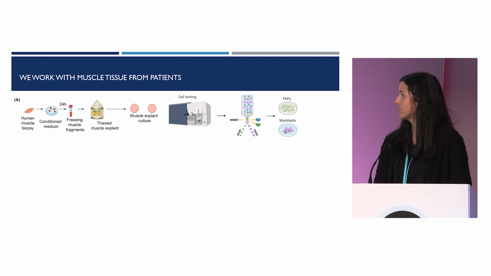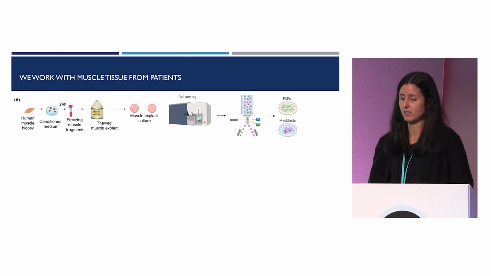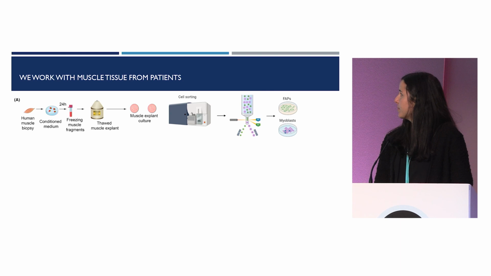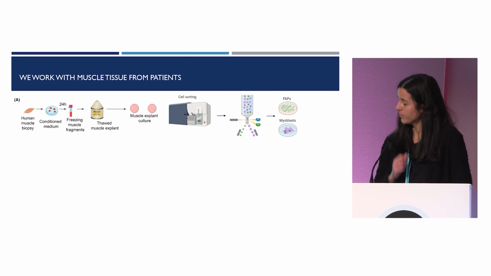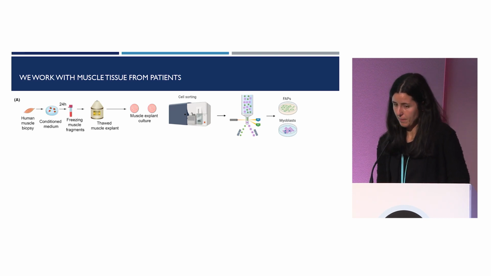So with that cell sorting, what it means is that we can select the different types of cells that are in the muscle. We can have a batch of different myoblasts, for example, which are the precursors of the muscle tissue. We can have FAPs, which are the precursors of the fibroblasts and adipogenesis. And with that sample, we can do different tests.